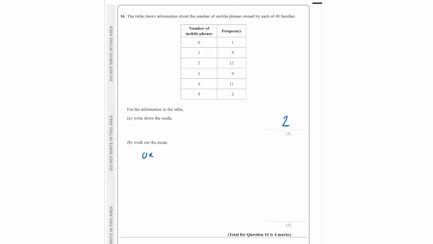0 times 1 plus 1 times 5 plus 2 times 12 plus 3 times 9 plus 4 times 11 plus 5 times 2. Okay, so let's simplify that.